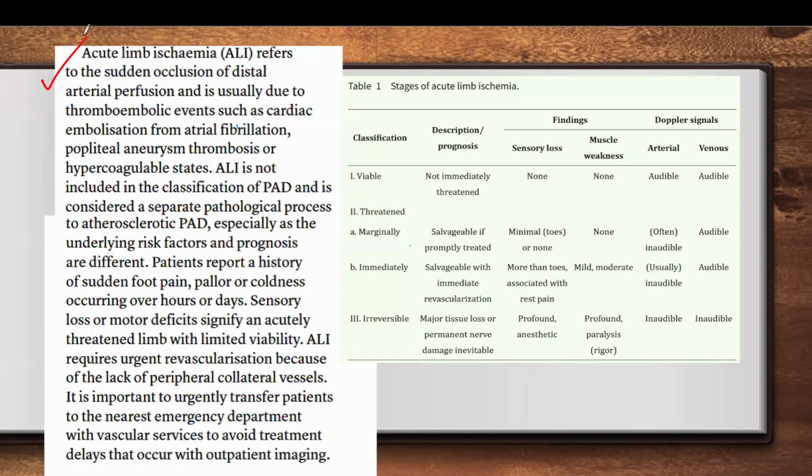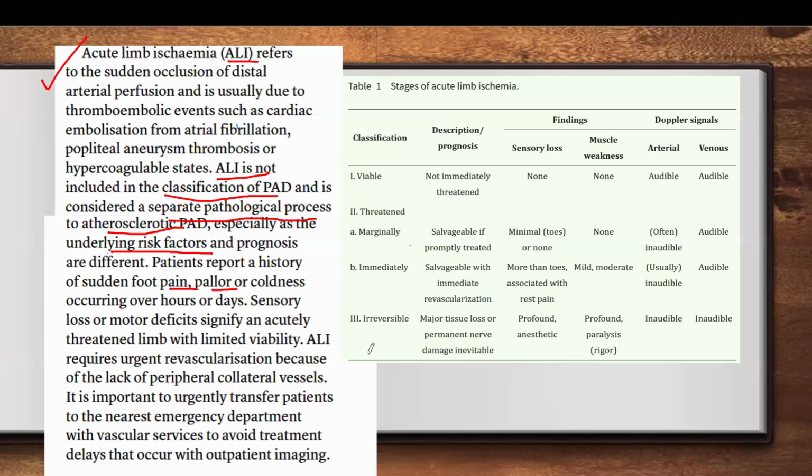This screenshot is from RACGP and it says that acute limb ischemia is separate. It is not included in the classification of PAD, it is a separate pathological process to atherosclerotic disease, especially because the underlying risk factors are different. Patients who have underlying atrial fibrillation may develop this acute limb ischemia. Anything which increases the risk of thrombosis or embolism can be the underlying cause. So they have 5 P's: pain, pallor, paresthesias, pulselessness, perishingly cold, and paralysis.